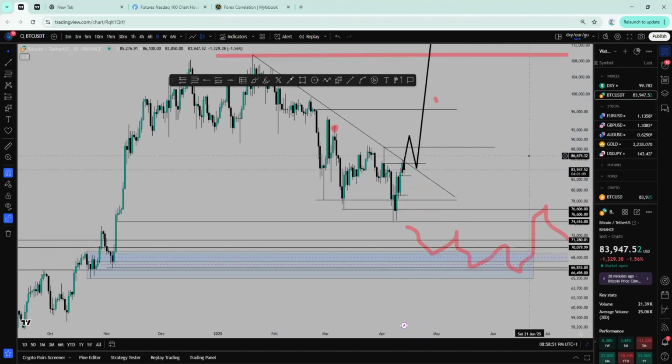Let's quickly go to GBP JPY. Is that the pair we're supposed to check? Let's go to US 100 first.